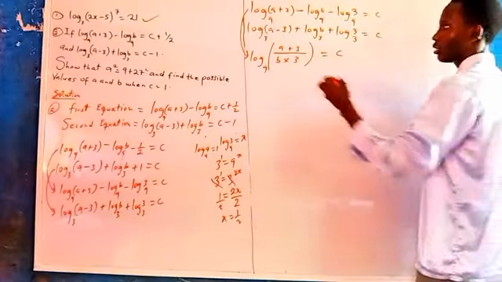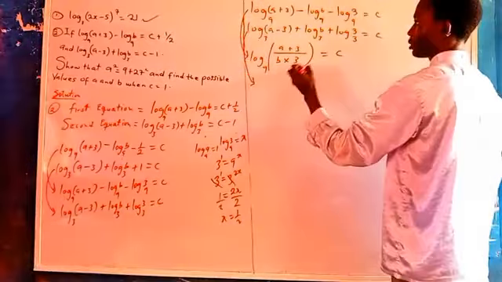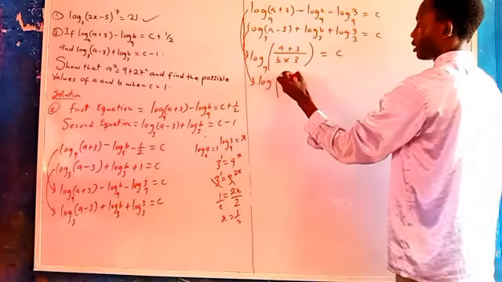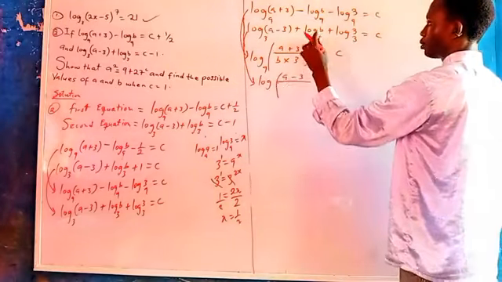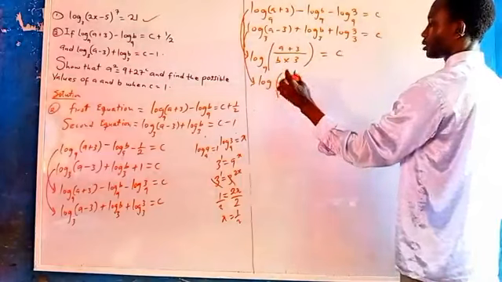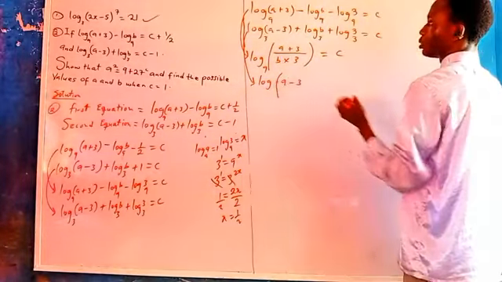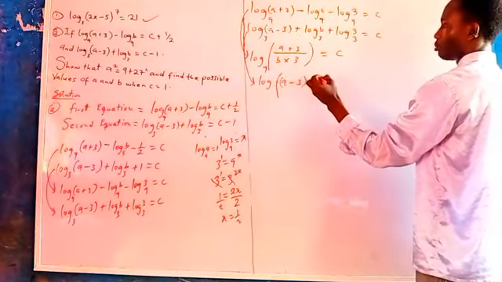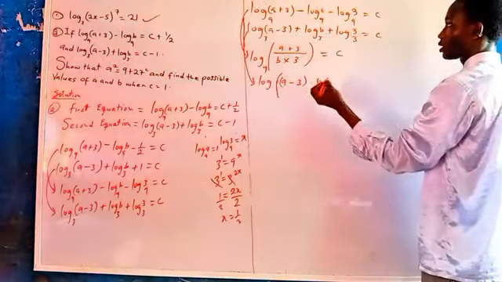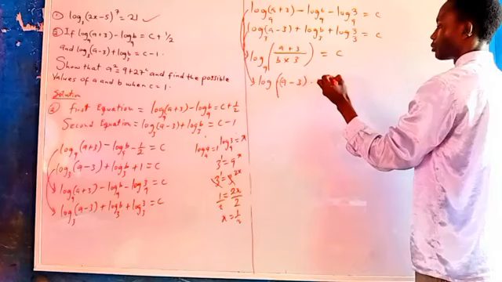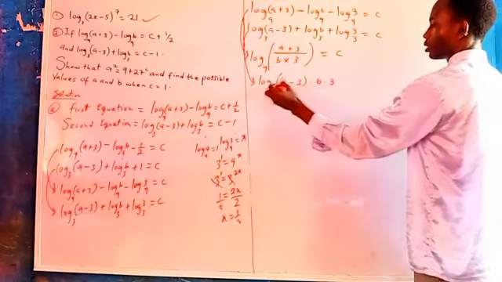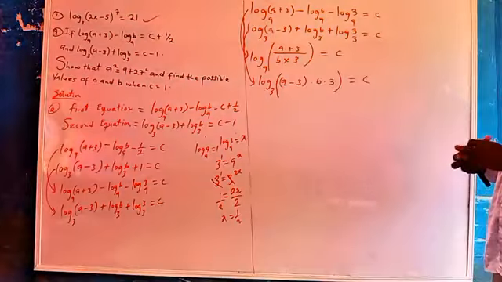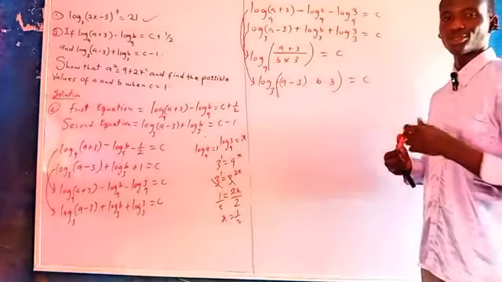Now this second one also becomes log of (a minus 3), multiplied by b, this is plus, that's also multiplication in logarithm, so multiplied by 3, to the base of 3 equals c. Oh, wonderful, this is making sense now. I don't know if it is making sense to you.